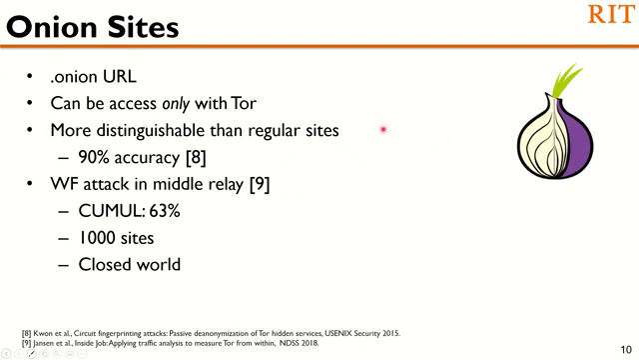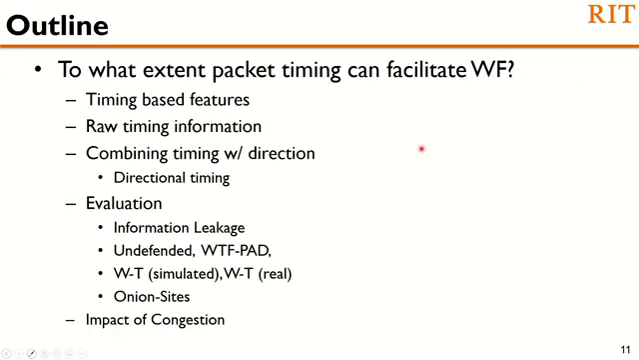Recent research attempted to fingerprint onion sites from a middle relay, and using a Camul attack, they could achieve up to 63% accuracy in a closed world setting of 1000 sites. In this work, we are particularly interested to investigate the efficacy of packet timing to facilitate website fingerprinting attacks.